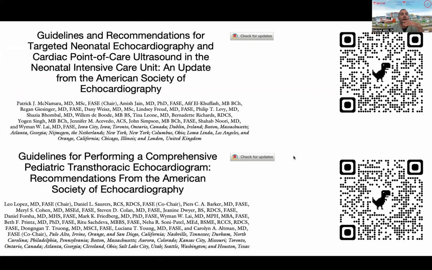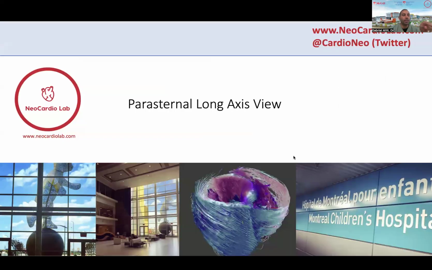as much as possible. But just so you know, there are guidelines by the American Society of Echo on how to do measurements for both TNEs as well as guidelines for how to perform pediatric transthoracic echoes. And that is available with the QR codes there, so you can go and scan, and they're also on the TNE curriculum website. So we're going to start with the classic views.